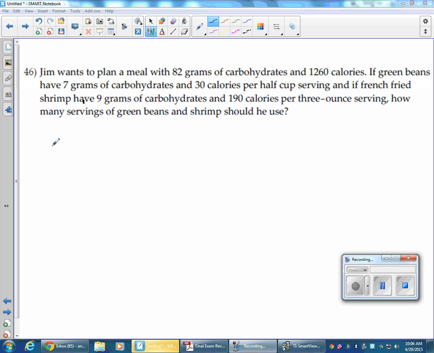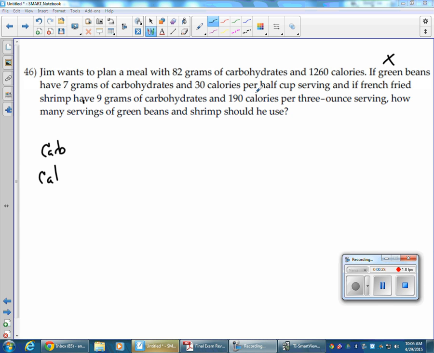Carbohydrates and 1,260 calories. So what I'm going to do is make an equation about carbohydrates and an equation about calories, and then find out how many servings of each type I need. If green beans have 7 grams of carbohydrates and 30 calories per half cup serving, I'm going to let green beans be the x. X will represent the number of servings of green beans that I need to have.